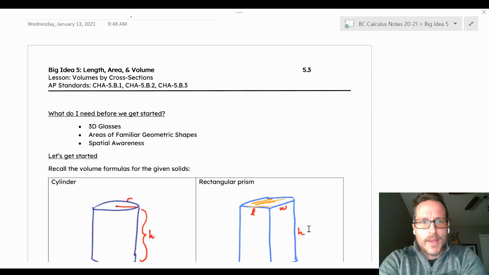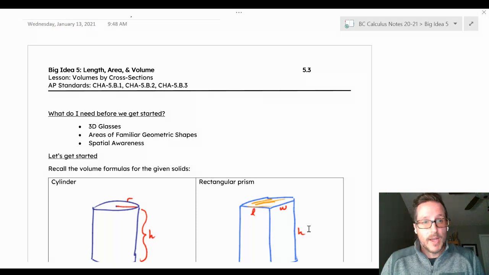How fun is that going to be? We talked about area, we talked about arc length. We're going to go full 3D with this lesson. So to get going, we're going to be building some three-dimensional solids and calculating the volumes of those three-dimensional solids.